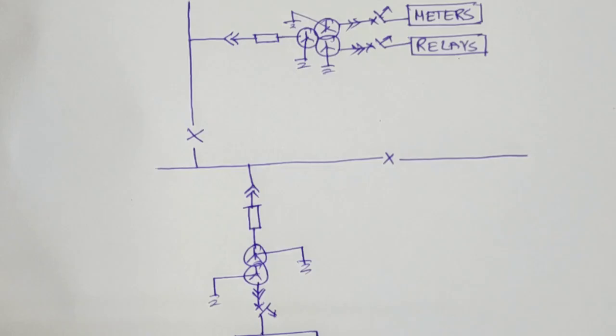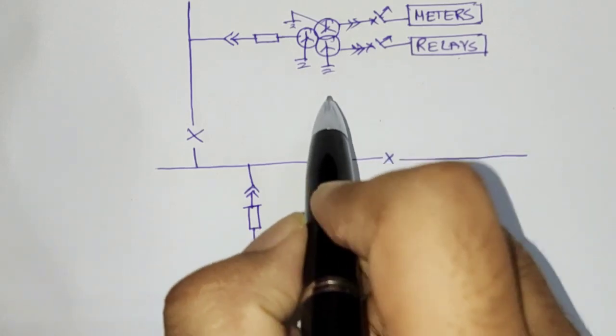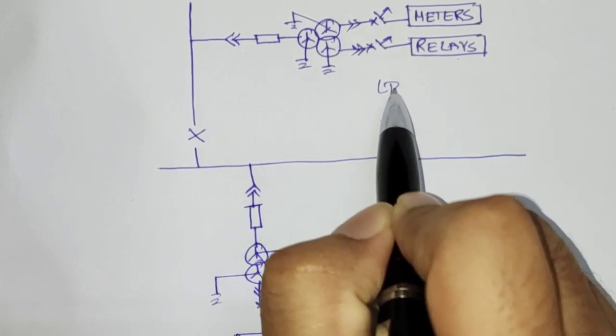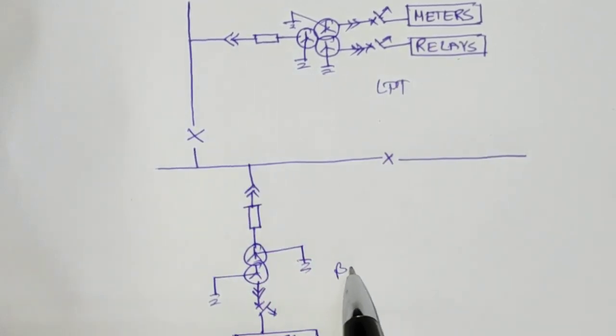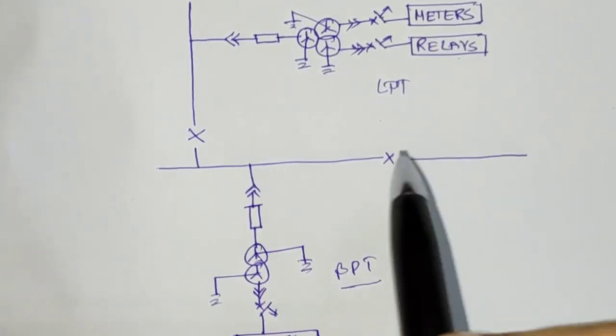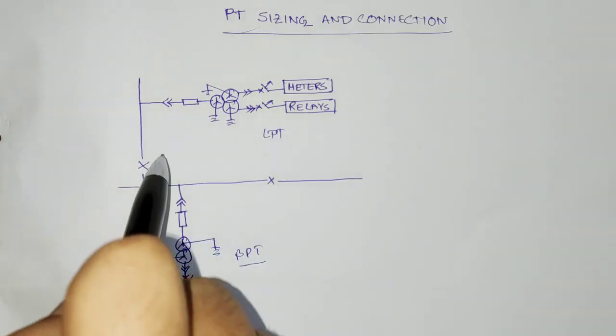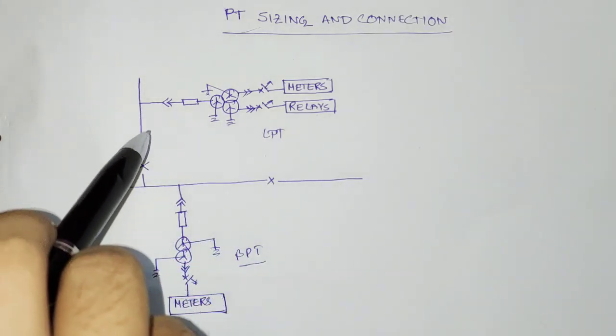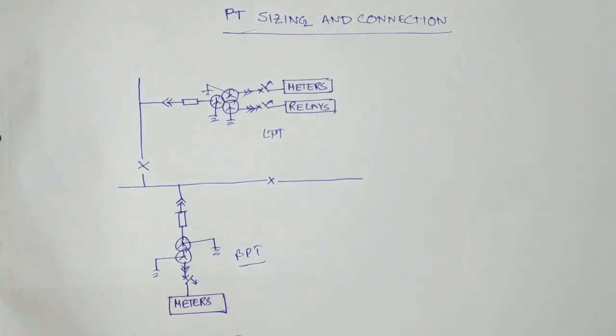Now before starting, you should know that there are two types of PT depending on their connection and application. One is line PT, this one is line PT, and this is bus PT. Now why such names? This PT is connected with the incoming line, so it is called the line PT, and this is connected with the bus, so it is called the bus PT. Now what are their applications? I have already mentioned that in the metering and protection SLD video, so you can check that.